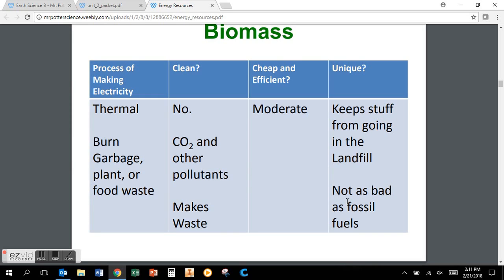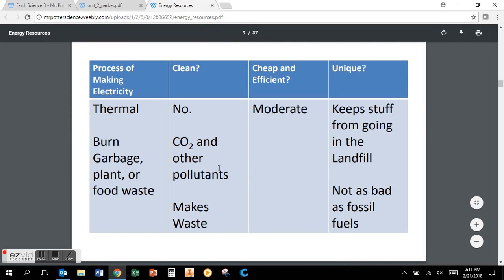So biomass is not as bad as fossil fuels, because fossil fuels are taking carbon that was locked away, probably never going to come back into the carbon cycle again. So that's biomass.